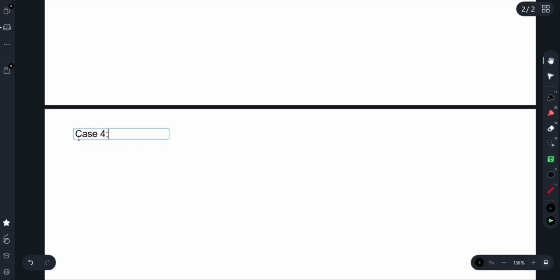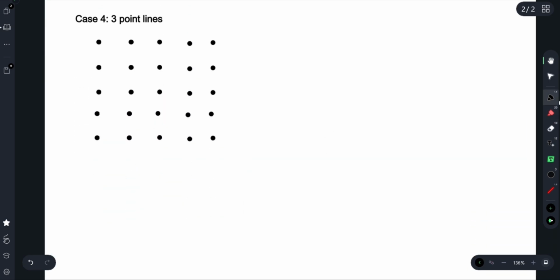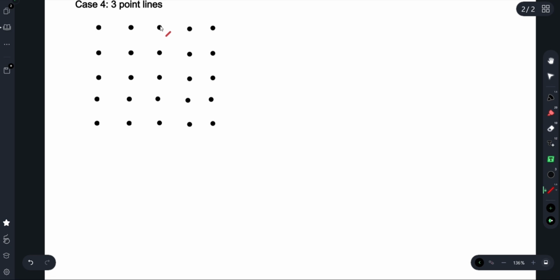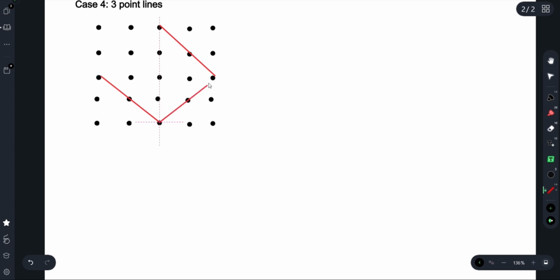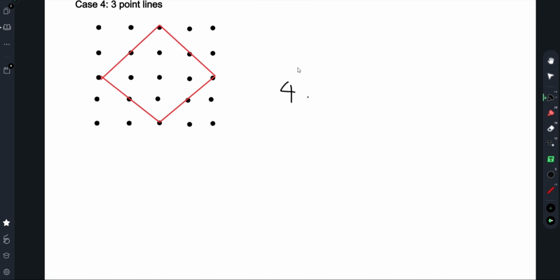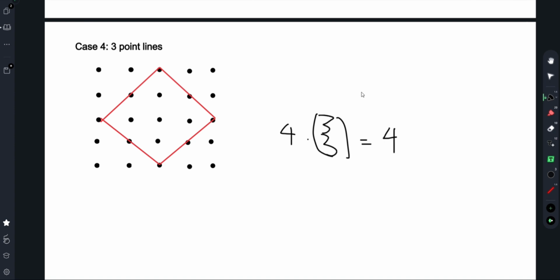Case 4, 3-point lines. So we can paste this graph here again. 3-point lines are, as you can tell, these. 1, 2, 3, 4. There's also 4 of these. 3 choose 3. So there's only 4 possible triangles. And obviously we can't have 2-point lines because we need 3 points to make a triangle.